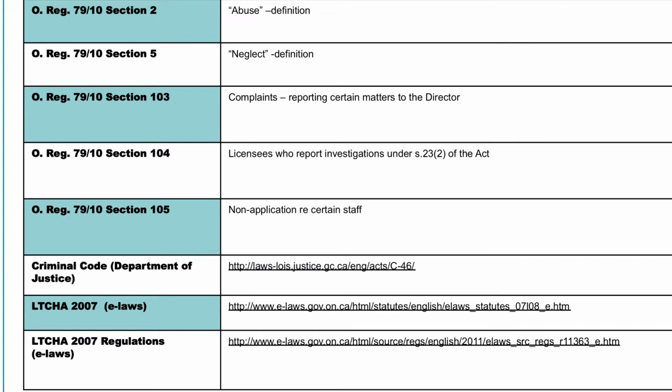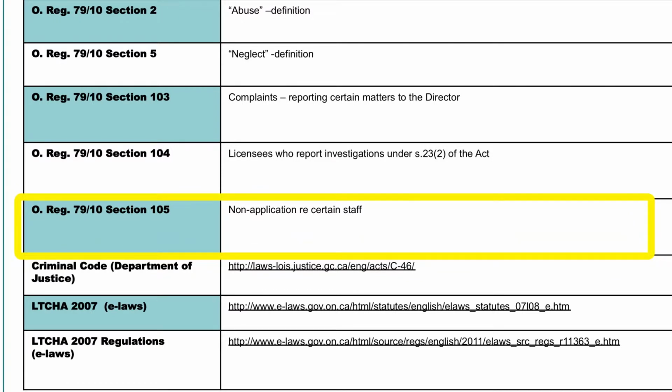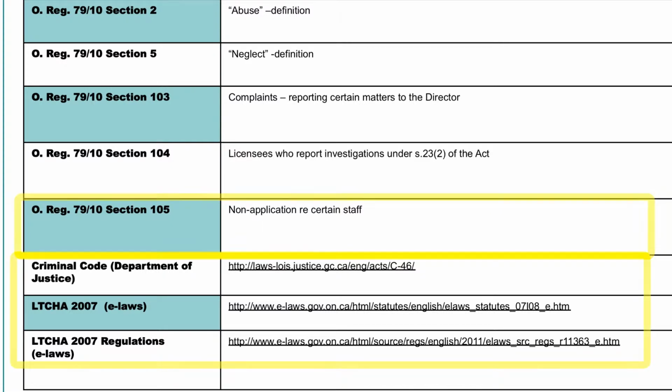Section 79 isn't on the trees, but it's kind of the background, the wallpaper information that feeds in. There are certain staff who do not have to report, but it's very restricted as to who that would be. And then at the bottom, we also included for the licensee's benefit the links so that there's easy access to the pieces of legislation that they would need to be aware of, the Criminal Code and the Long-Term Care Homes Act, the law and the regulations.